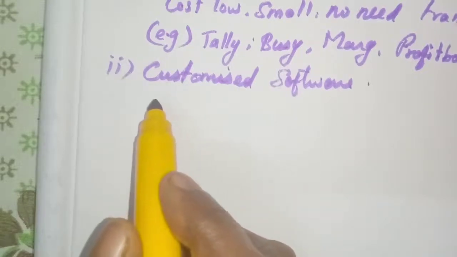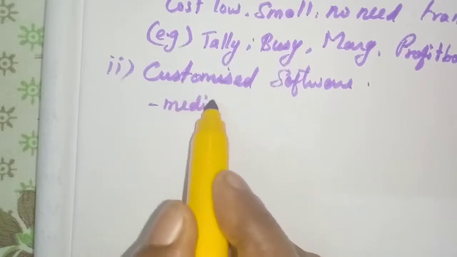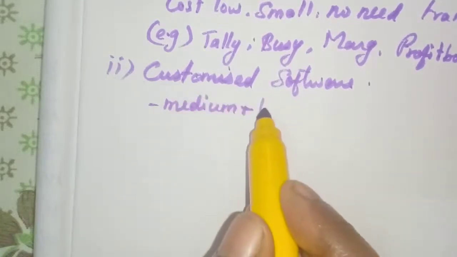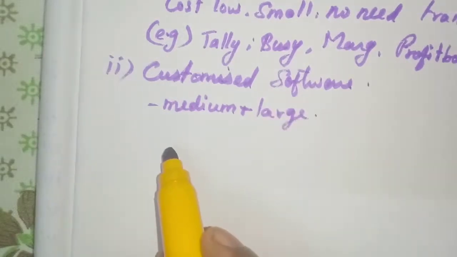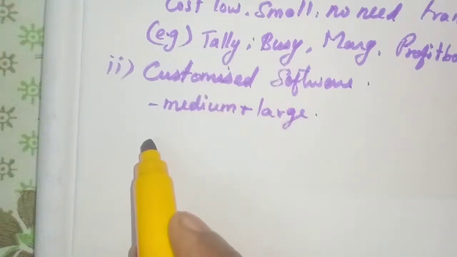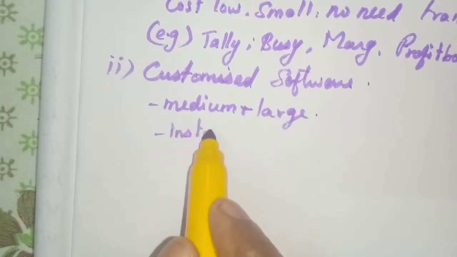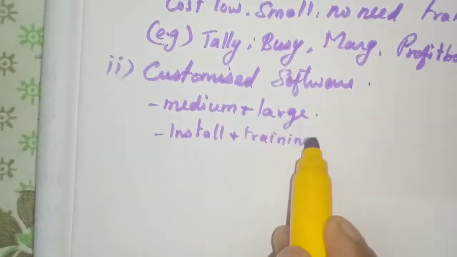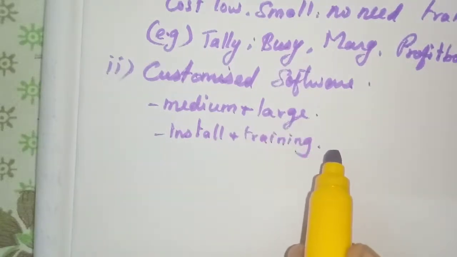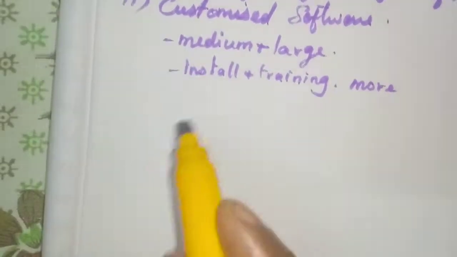So which type of organization will use this customized software? The medium and large scale business units. So medium and large business enterprises will use this customized software. And the cost of installation and the cost of training the employees to use these packages will be relatively more than that of the ready-made software. Okay.